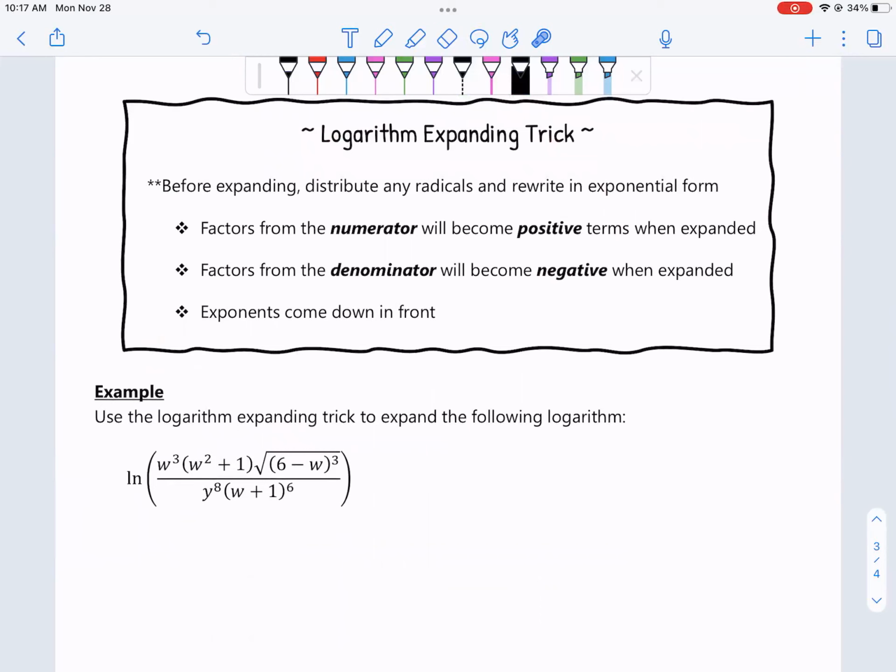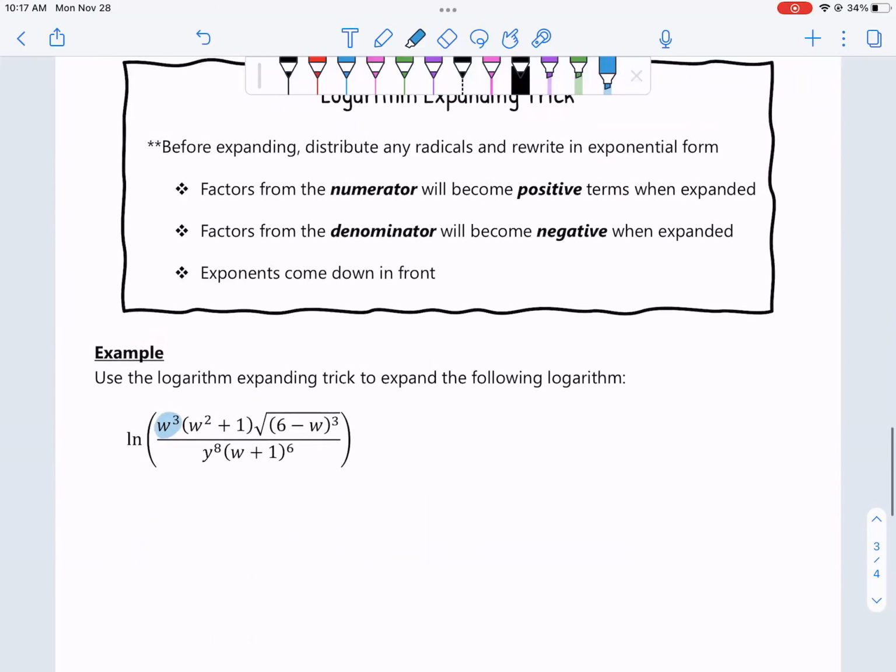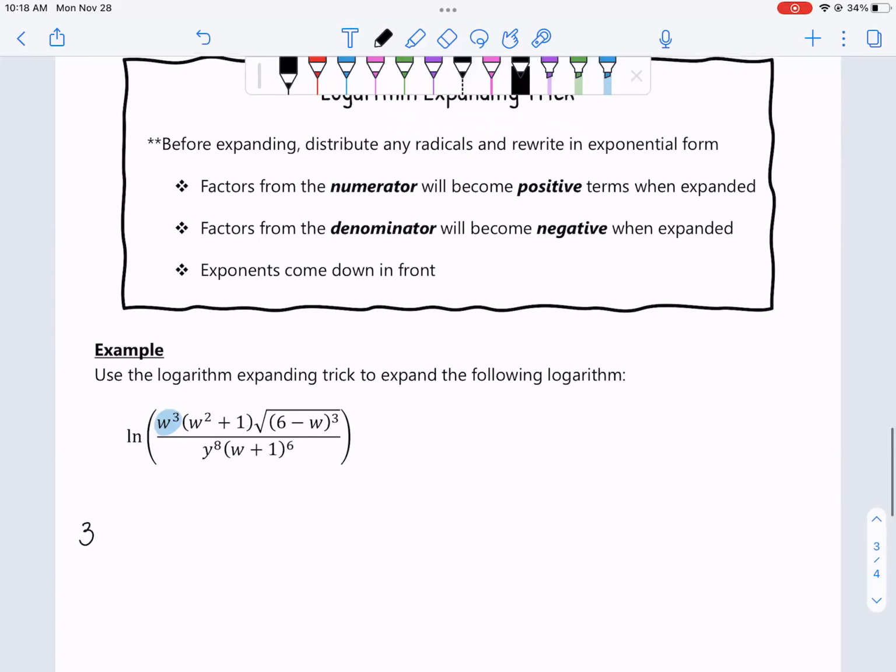So if I'm looking at each of these terms, I have a w cubed. That comes from the numerator. So the 3 comes out front. I'll give myself space here. The 3 comes out front, and then we have ln of w.